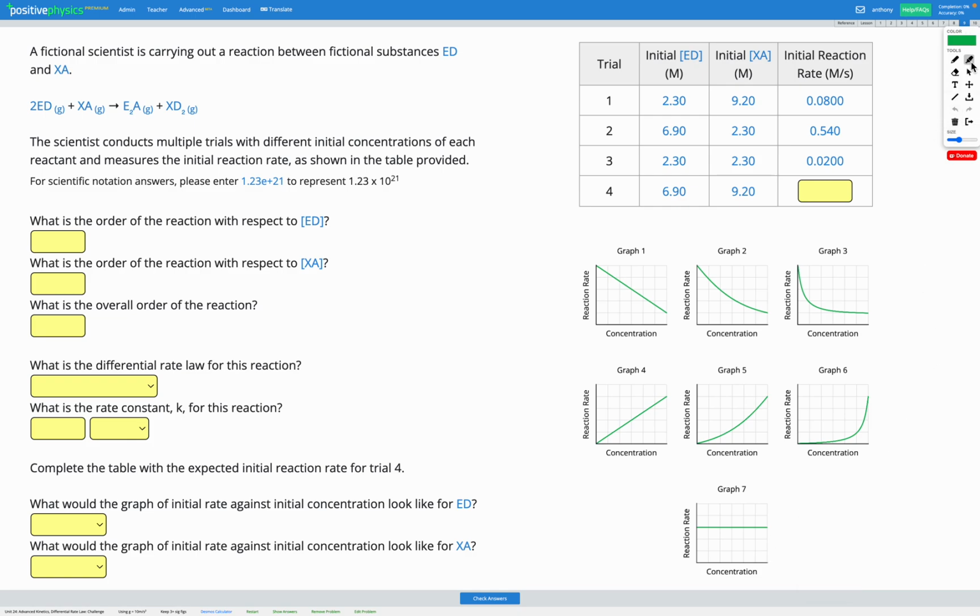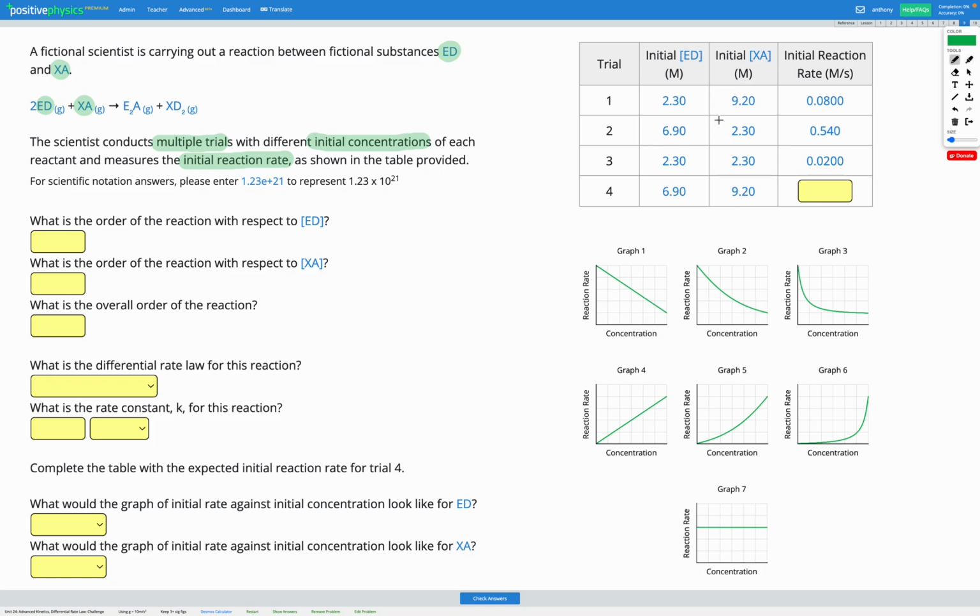In this question, we're told we have a fictional reaction with substances ED and XA. So you can see in our chemical equation, we've got 2ED plus XA reacting together. The scientist conducts multiple trials with different initial concentrations of each reactant and measures the initial reaction rate as shown in the table provided. So that's trials 1, 2, and 3. We're given the initial concentrations and the initial reaction rate. Our goal is to figure out the order of reaction for each of those.